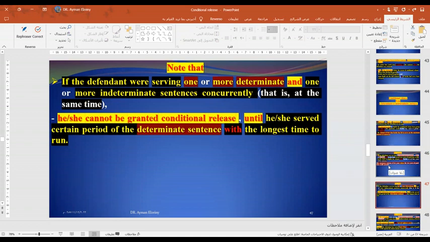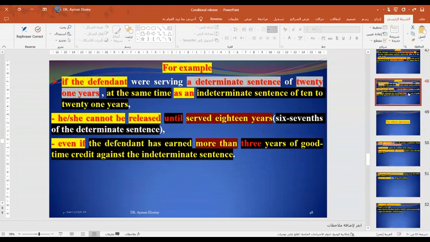That if the defendant were serving one or more determinate and one or more indeterminate sentences, in such regard, he cannot be granted conditional release until he served a certain period of the determinate sentence with long time to run. For example, if the defendant were serving a determinate sentence of 20 or 21 years, at the same time add an indeterminate sentence of 10 to 21 years, he cannot be granted conditional release in such a regard until he served 18 years, 6/7 of the determinate sentence, even if the defendant has earned more than 3 years of good time credit against the indeterminate sentence.